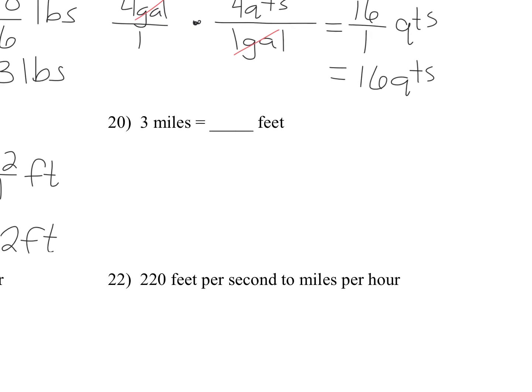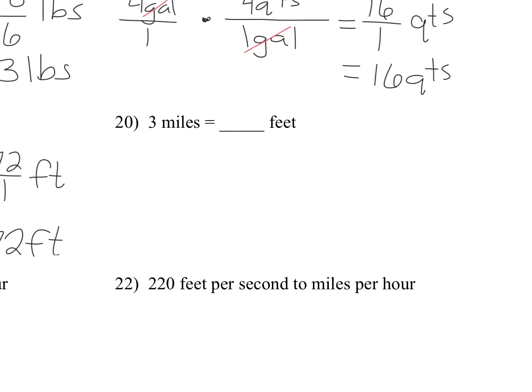Last one like that here. What's our first step? See what we have. What do we got? 3 miles. What do we do with that? Over 1. What do we need to get to? Feet. Third step. Find the relationship. 5,280 feet per 1 mile.